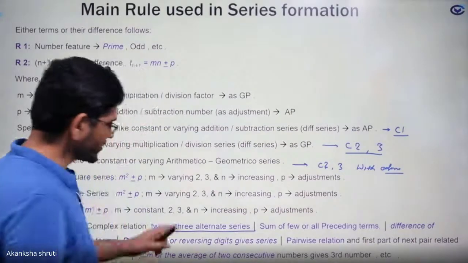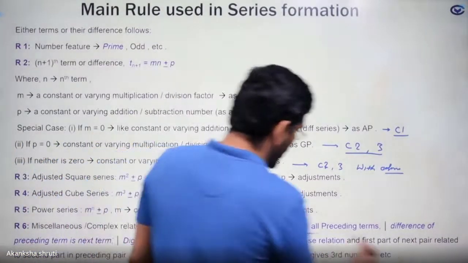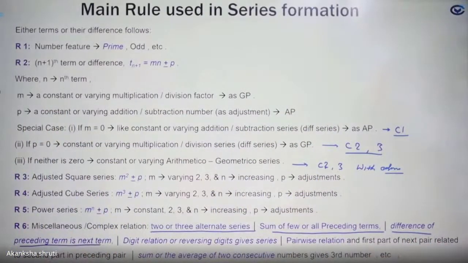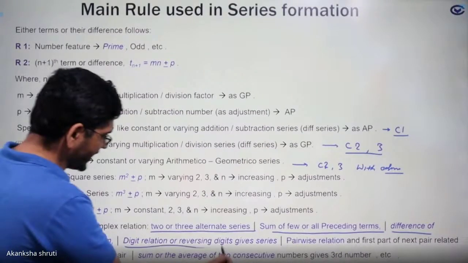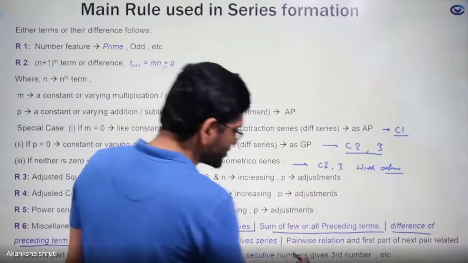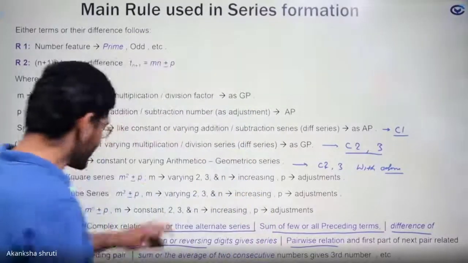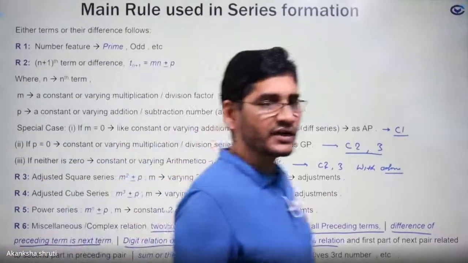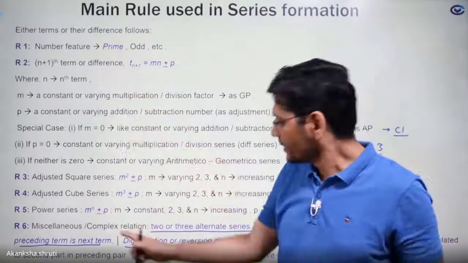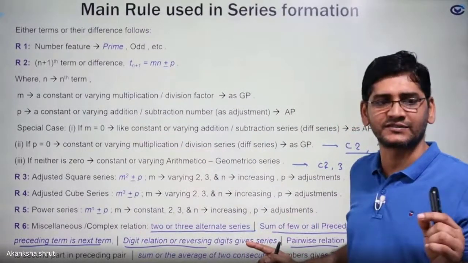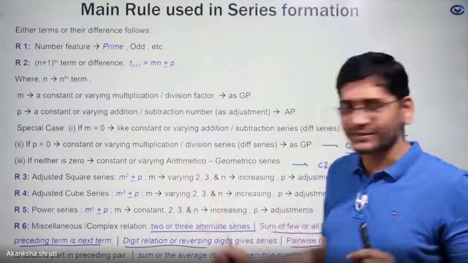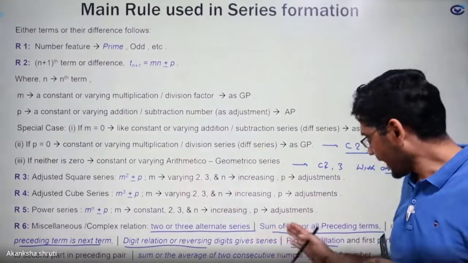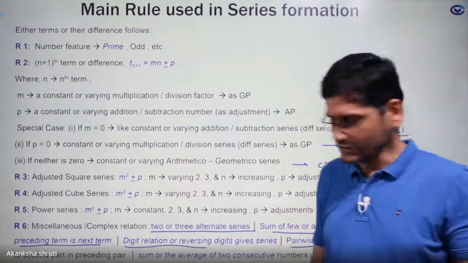We have already seen 2 or 3 alternate series. So the sum of a few or all preceding terms, that kind. The difference of preceding terms gives the next term. This we will also see. The digit relation or reversal of digits, then what? Or pairwise relation. So these are the other 5 categories of things in addition to the above that we have to learn. These are basically special cases where there is no direct mathematical rule, but we have to keep these cases in mind. So the above 4 things and these 5 new things we have to keep in mind.